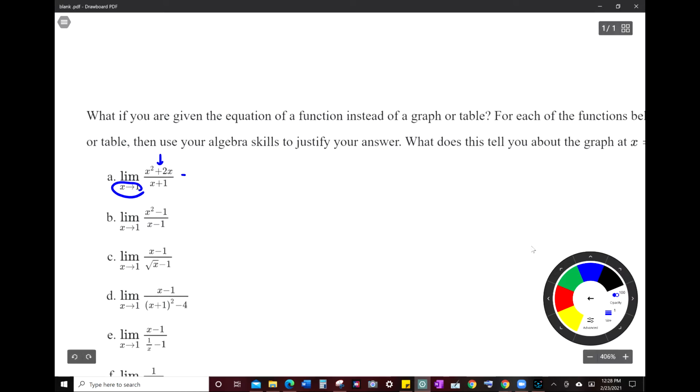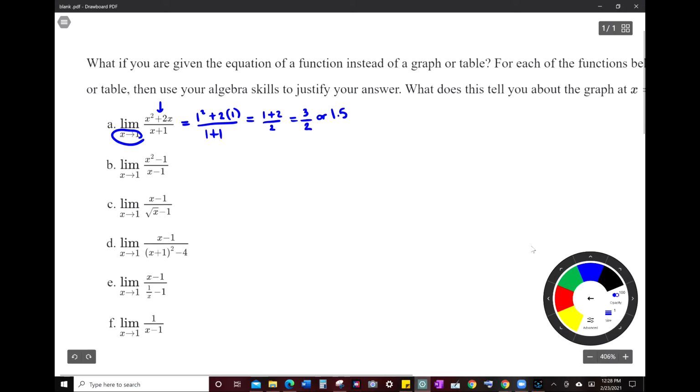So the next step, we will have 1 squared plus 2 times 1, over 1 plus 1, and we get 1 plus 2 over 2, which is 3/2. So the limit as x approaches 1 of the function x squared plus 2x, everything divided by x plus 1, will be 3/2 or 1.5. Okay, they are equivalent. All right, let's move on to part B.